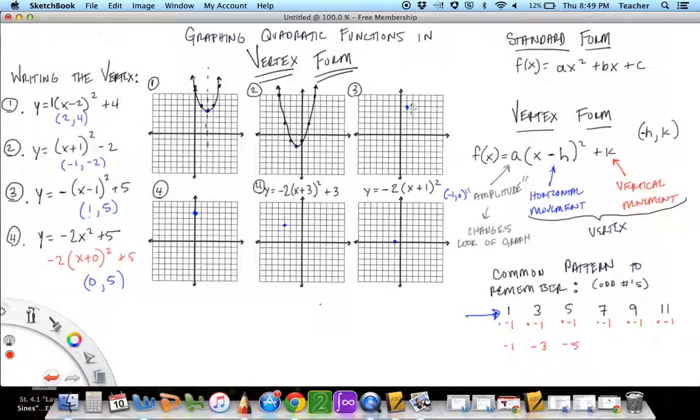And so how that pattern is going to look is instead of going up 1, I'm going to go down 1 over 1. We always go over 1, down 3 over 1, and then down 5 over 1. 1, 2, 3, 4, 5 over 1. So you can see that the pattern holds true.